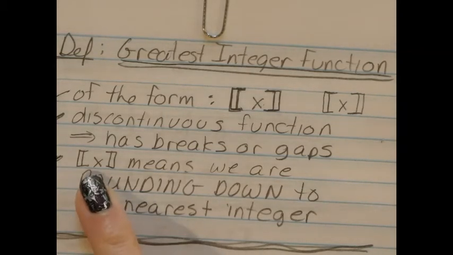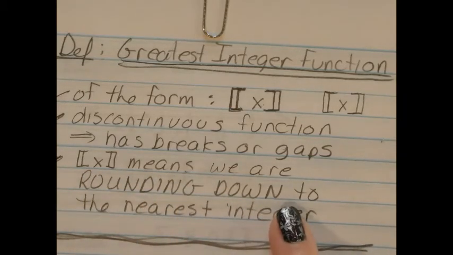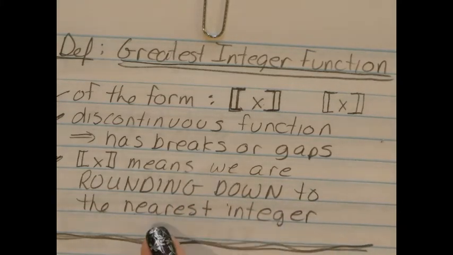It just means that when you see this, we're going to be rounding down. Sometimes in upper level classes, we call this a floor function. But it just means that we're going to round down our answers to the nearest integer. Let me explain that.